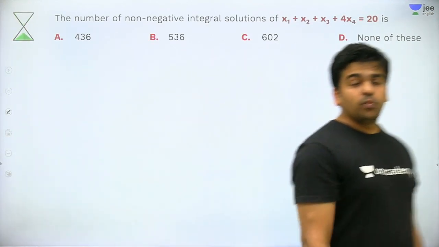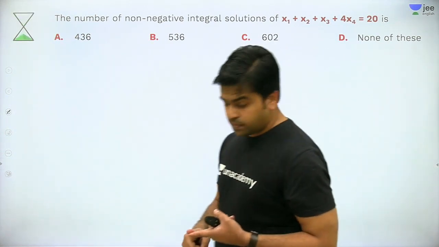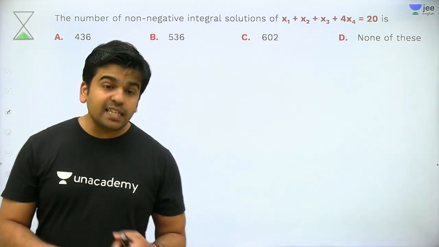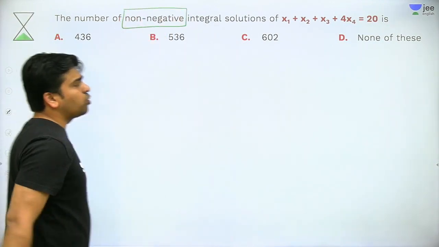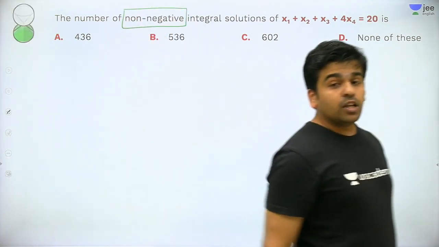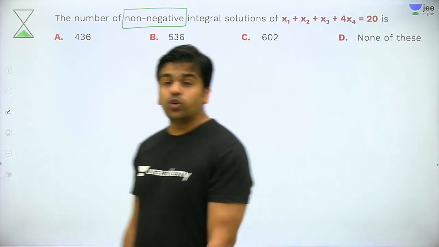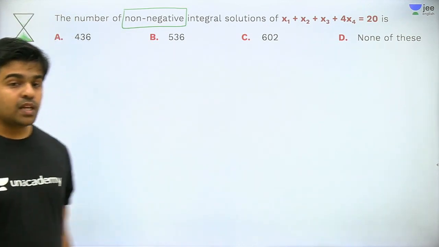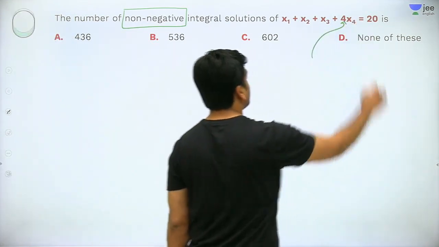Next question is the number of non-negative. Alright, so non-negative, this is a favorable situation because the partition method is applicable on non-negative integral solutions. So we might not need a lot of substitutions in this question. The number of non-negative integral solutions of x1 plus x2 plus x3 plus 4x4 is equal to 20 is. Now here the issue is the last variable also has a coefficient.